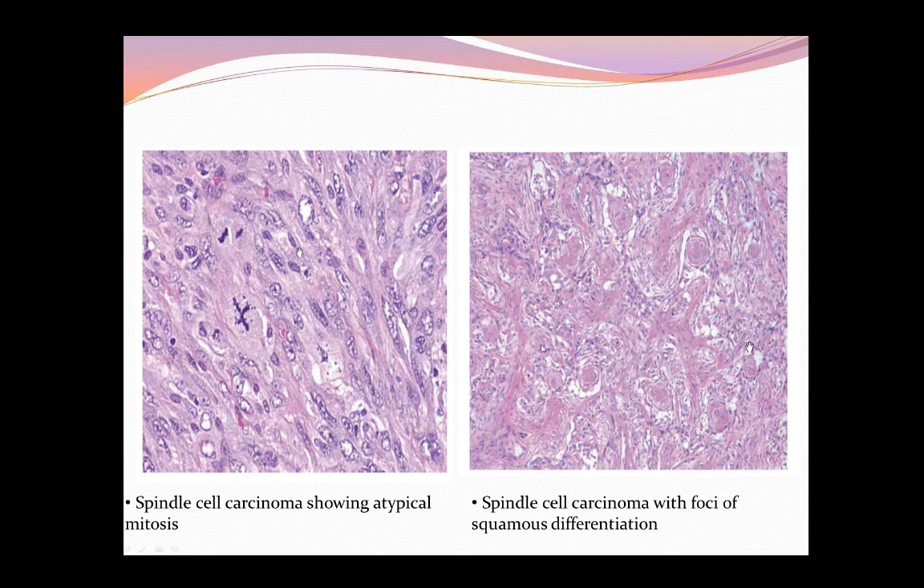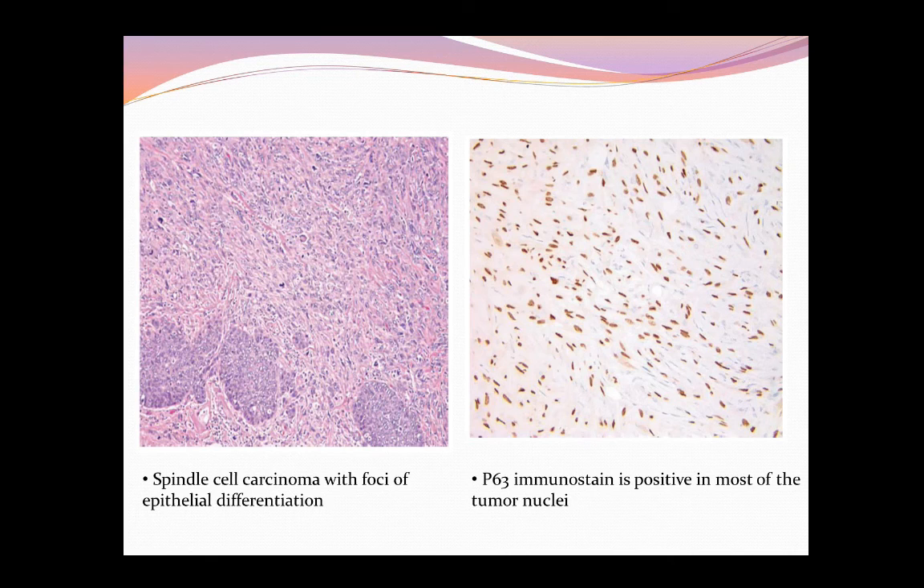This is a spindle cell carcinoma with foci of squamous differentiation. There is a variant of spindle cell carcinoma which has pseudovascular spaces, and then the differential there is usually angiosarcoma. This is easy. Here there are foci of overt epithelial differentiation, and the diagnosis then becomes straightforward. The p63 immunostain is positive here in most of the tumor nuclei.